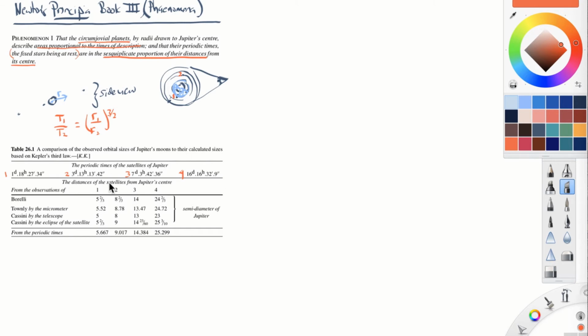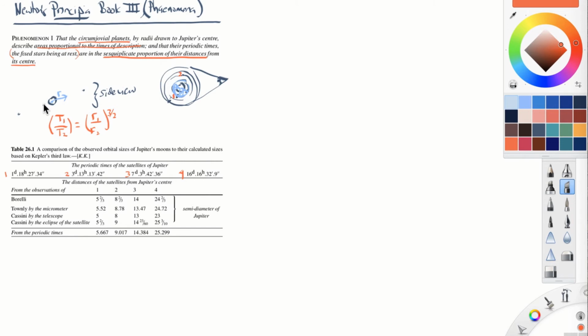Okay? Now, that's the periodic times, so that is where we're considering, we could compare any two of these times, for example, time 1 to time 2. And this latter half of the table, what Newton is doing is presenting the most recent data on the distances of these satellites from Jupiter's center. So for example, these are all measured in semi-diameter of Jupiter, or radius of Jupiter. So for example, Borelli, this was a scientist, measured that moon number 1 gets up to 5 2/3 Jupiter radii from the center of Jupiter.